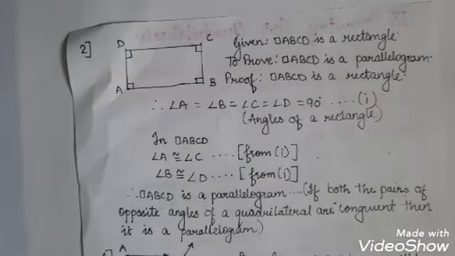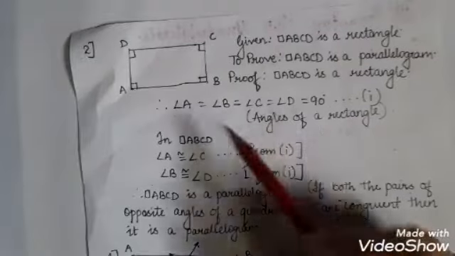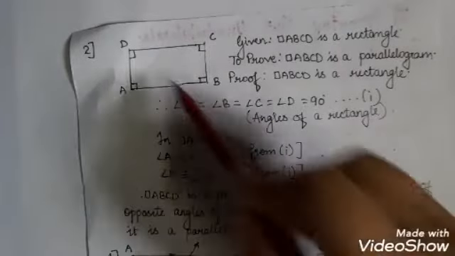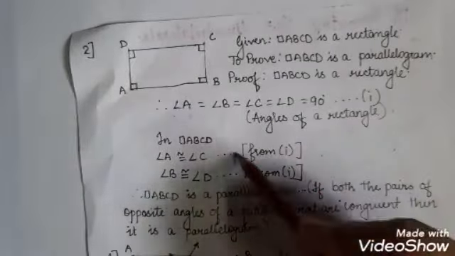ABCD is a rectangle, that is given to us. And we know a rectangle has all angles 90 degrees. So I write all the angles, angle A, angle B, angle C, angle D are equal, which is equal to 90 degrees. That is the angles of a rectangle, equation 1. Then in quadrilateral ABCD, angle A and angle C are opposite angles. From 1, I can say angle A is congruent to angle C and angle B is congruent to angle D. So quadrilateral ABCD is a parallelogram.